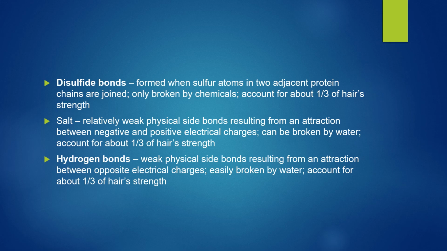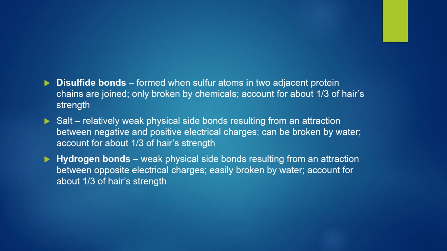Salt bonds are relatively weak physical side bonds that are the result of an attraction between negative and positive electrical charges, ionic bonds. They are easily broken by changes in the pH, and they reform when the pH returns to normal levels. Salt bonds are broken by changes in pH levels. Even though salt bonds are far weaker than disulfide bonds, the hair has so many salt bonds that they account for about 1/3 of the hair's total strength.